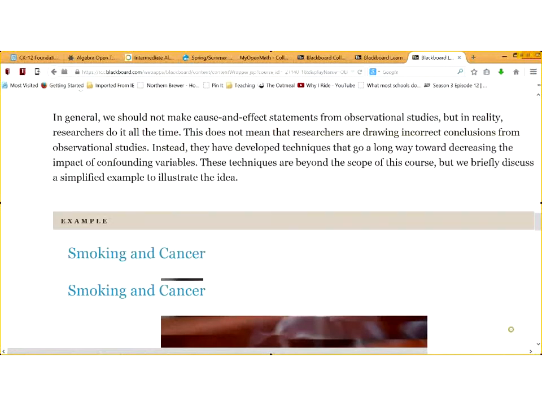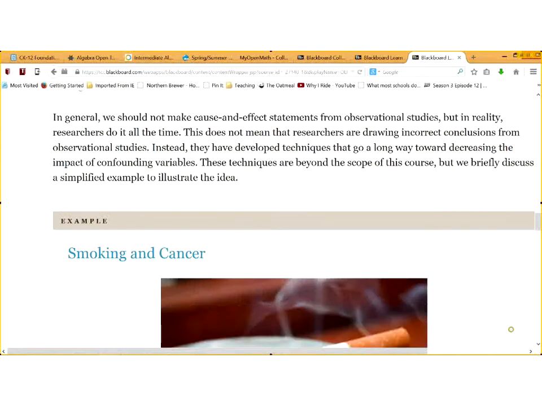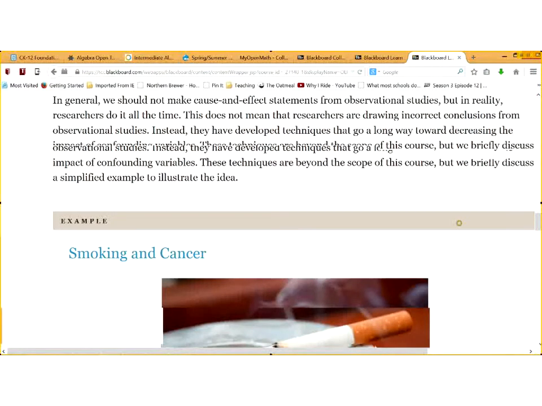But as it says, in general, we should not make cause and effect statements from observational studies. But in reality, researchers do it all the time. It doesn't mean the researchers are drawing incorrect conclusions from observational studies. Instead, they have developed techniques that go a long way towards decreasing the impact of confounding variables. These techniques are beyond the scope of this course, but we briefly discuss a simplified example to illustrate the idea.